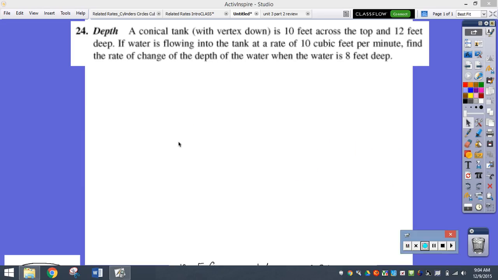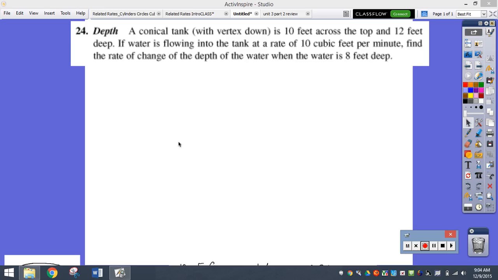Hello, this is Mrs. Taylor, and I'm going to introduce you to related rates problems that involve cones. There are two types of problems. There are problems where you have a substance that's falling into a cone shape, like let's say gravel falling off a conveyor belt. And then you also have problems where you have a cone-shaped tank that's being filled with something. So the material that's filling the cone is taking on a conical shape as well.